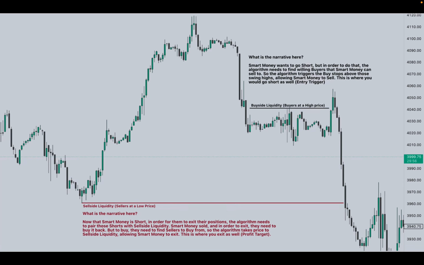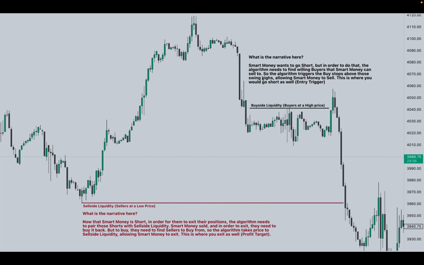The last example. Again, I want you to screenshot this chart. Screenshot it, study it, keep it, study the price delivery, and then I'm going to walk you through the narrative. Okay, so what do we have here? We have relative equal highs here. We have a swing high here, a swing high here, another swing high here. What's going to be resting above here? Buy side liquidity or buyers at a high price.